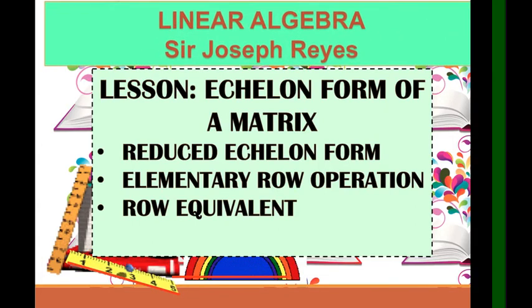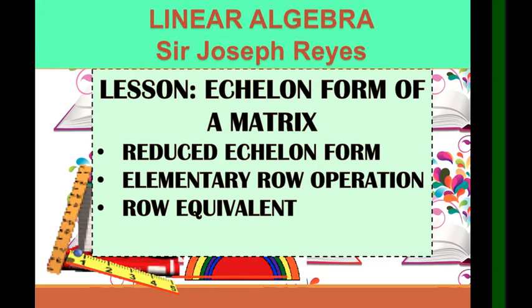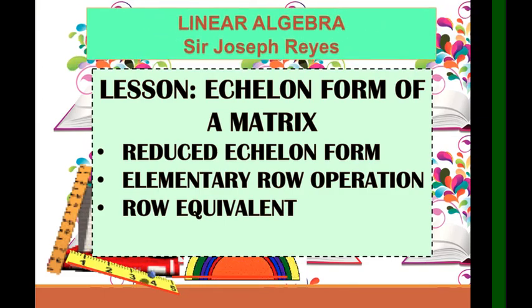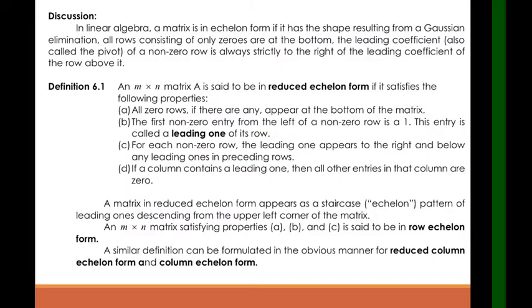Specifically reduced echelon form, elementary row operation, and row equivalent. In linear algebra, a matrix is in echelon form if it has the shape resulting from a Gaussian elimination. All rows consisting of only zeros are at the bottom. The leading coefficient, also called the pivot, of a non-zero row is always strictly to the right of the leading coefficient of the row above it.